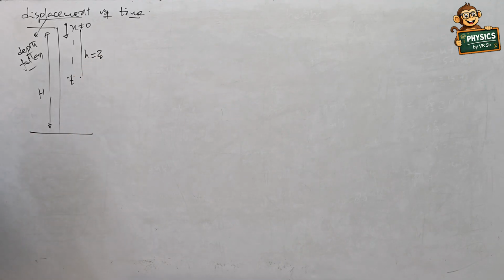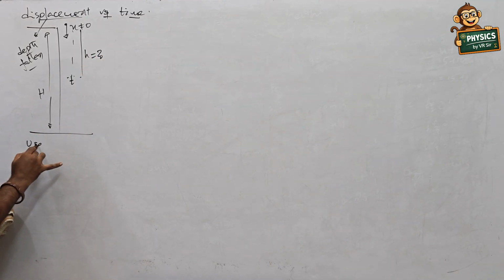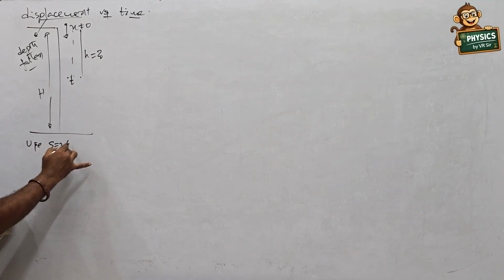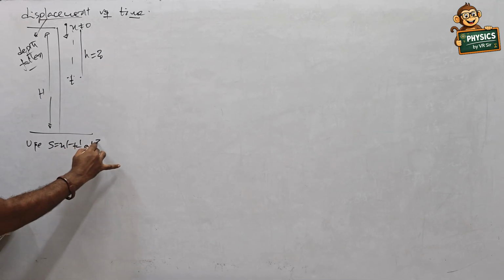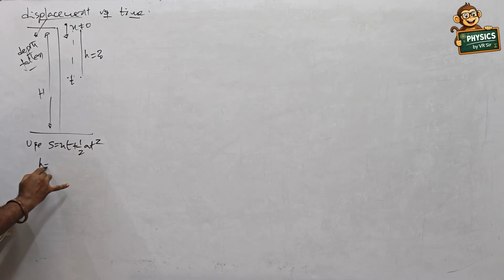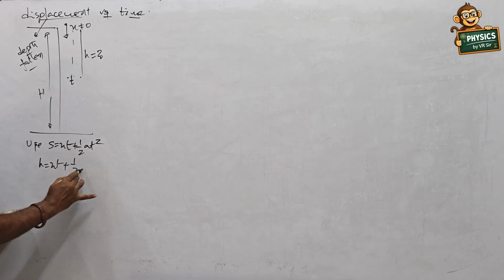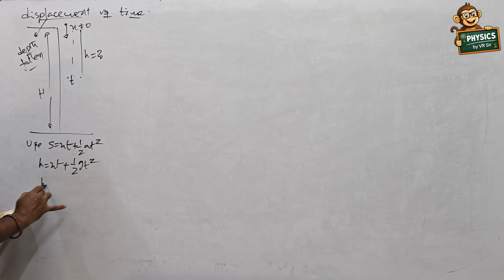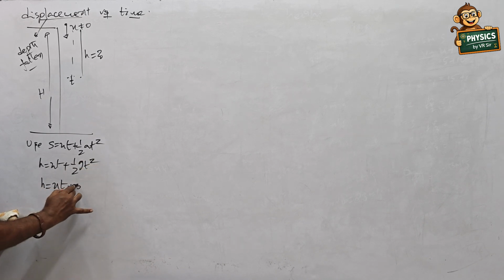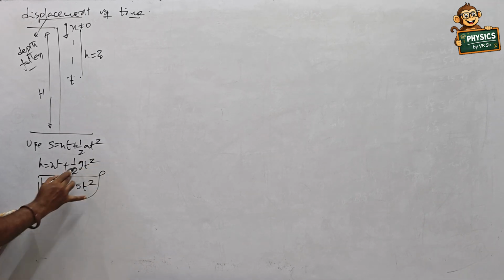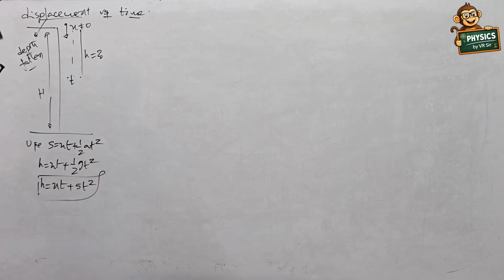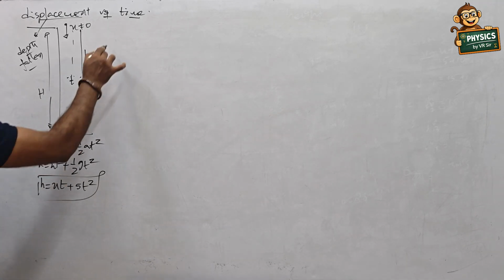Now, displacement versus time formula, right? What formula can we use? We use S is equivalent to ut plus half at square. Now h is equivalent to ut plus half gt square. So h is equivalent to ut plus 5t square, because g itself we are taking as 10. Is it clear? This is the formula we should rely on.